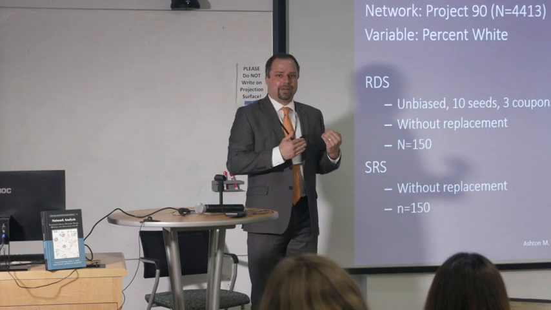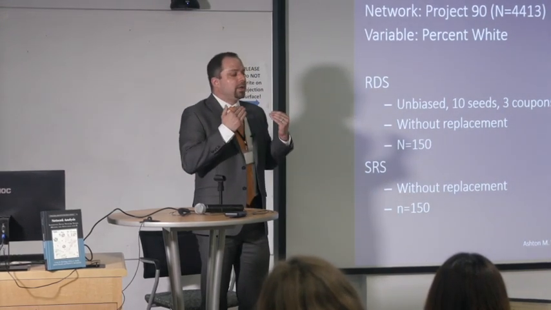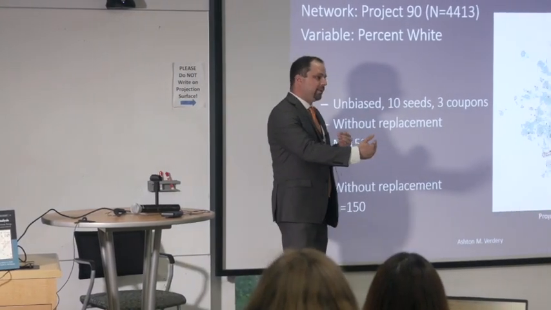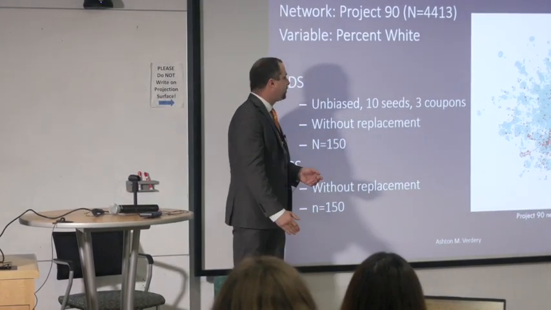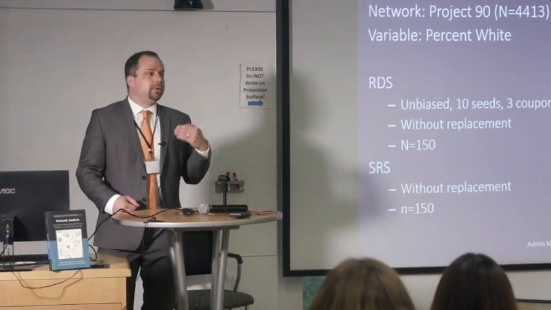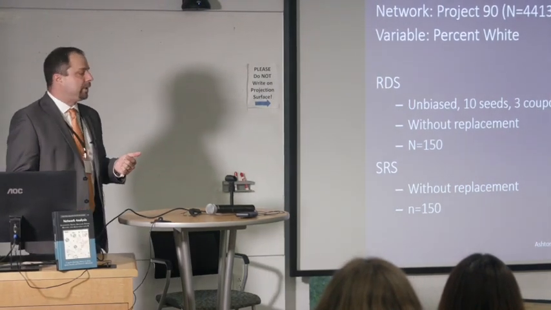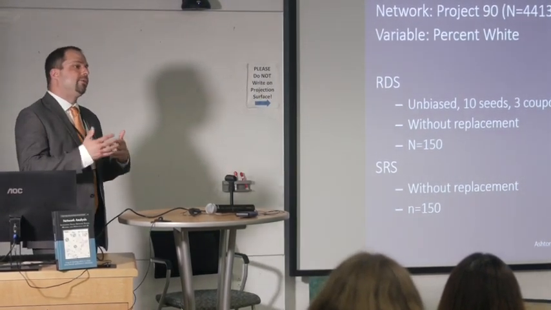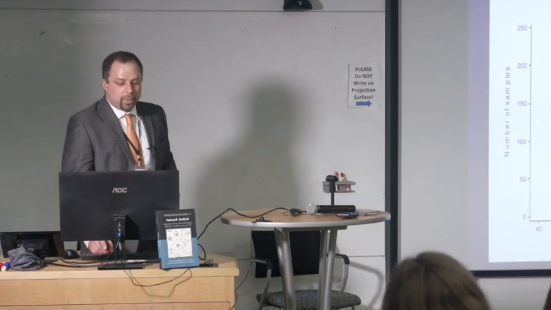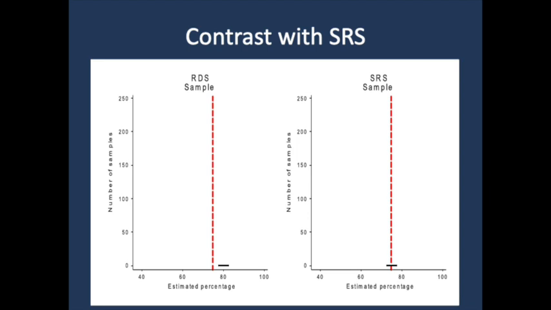And that's the challenge that RDS faces, that each individual sample is not necessarily going to be close to the population mean, although on average they tend to be unbiased. So in this circumstance, I took the Project 90 network and I repeated simple random sampling and RDS sampling to try and estimate how much more variable RDS is than simple random sampling. It's the same network, with about a 75% population prevalence of people being white, which is the outcome that I was interested in.